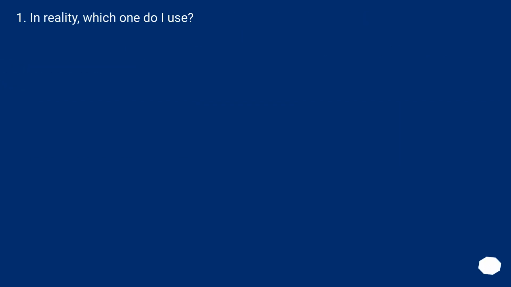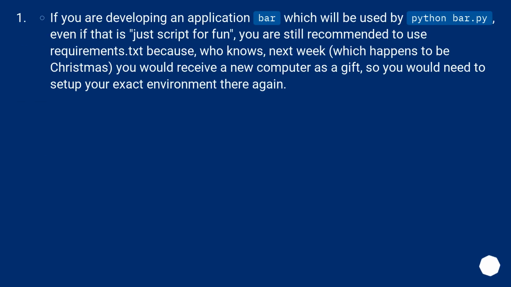In reality, which one do I use? If you are developing an application bar which will be used by python bar.py, even if that is just a script for fun, you are still recommended to use requirements.txt because, who knows, next week, which happens to be Christmas, you would receive a new computer as a gift, so you would need to set up your exact environment there again.